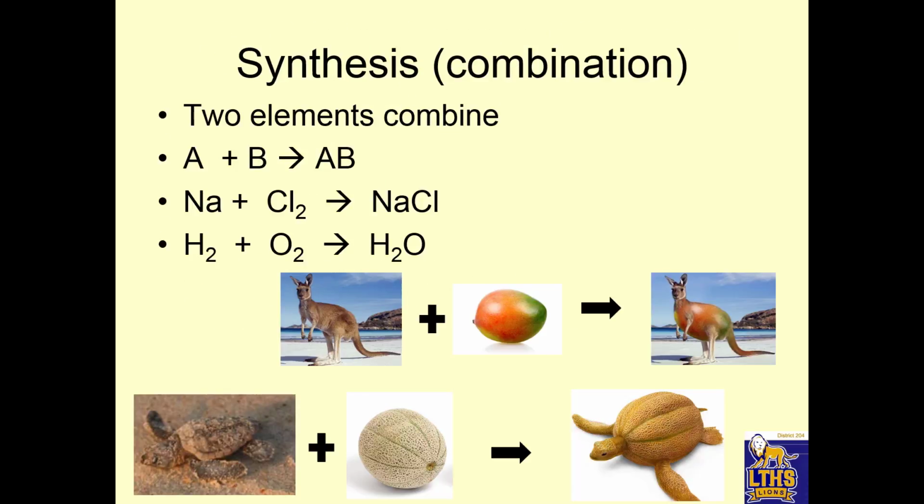Synthesis is another word for combination, and it is exactly what it sounds like. It's where two elements combine to make one compound. So you can have element A and element B, and you make compound AB. Look, it's element sodium and element chlorine, and they make sodium chloride. Now you might be saying to yourself, what happened to the 2? Well, when they combine, sodium's a +1 and chloride's a -1, so they get NaCl.